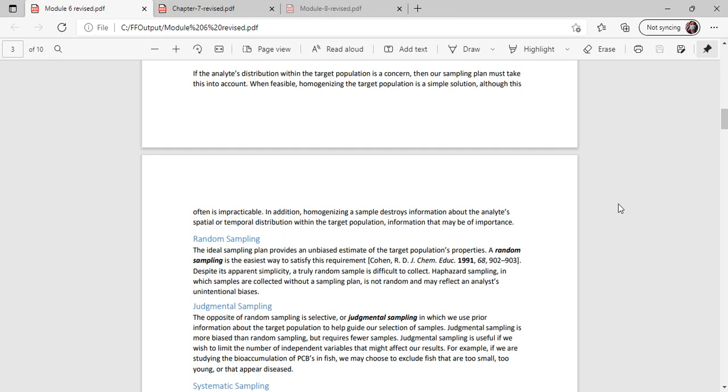This means, aside from your target population of fish, you categorize them. Eliminating the newborn fishes, the very small fishes, and the fishes that have diseases. Therefore, we will only be targeting your healthy fishes.